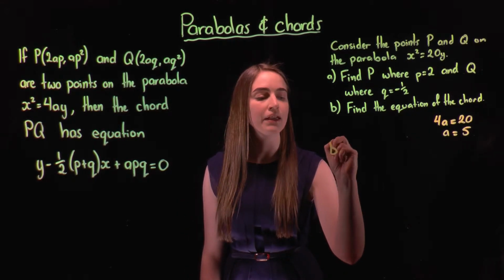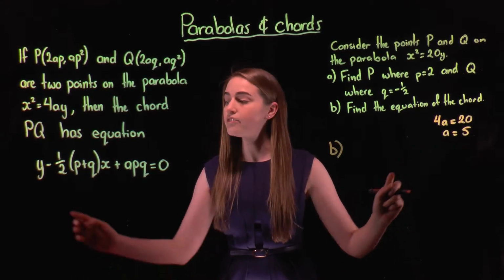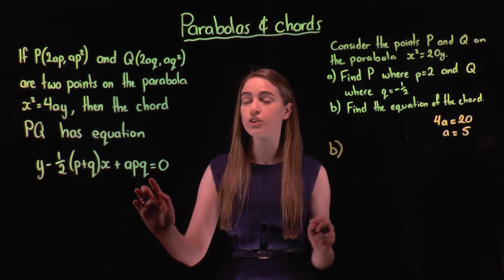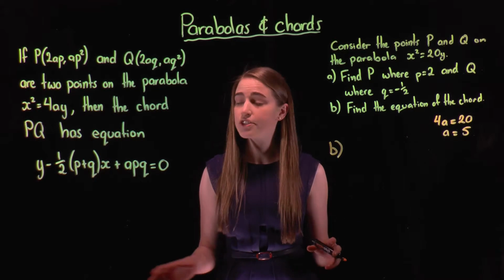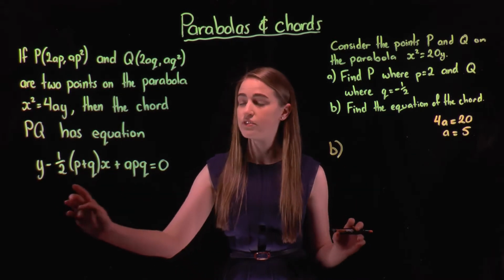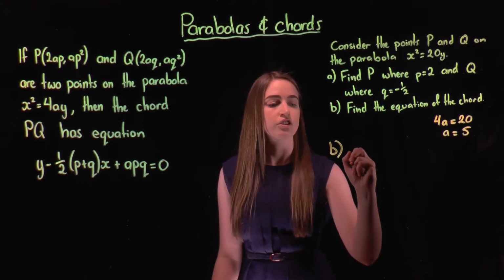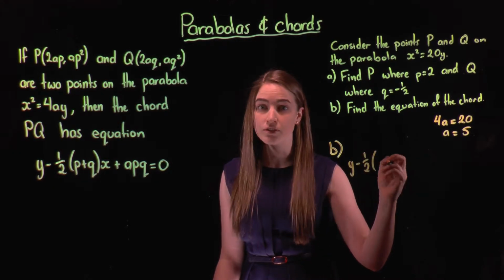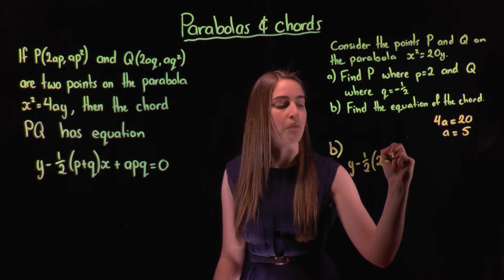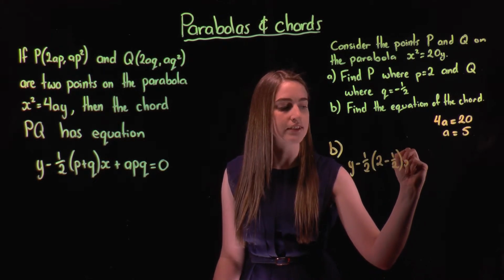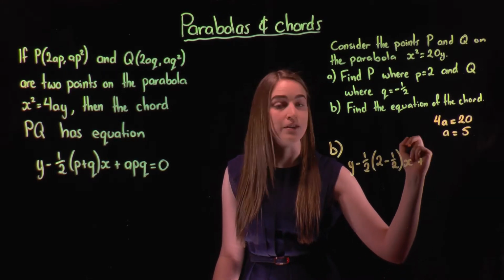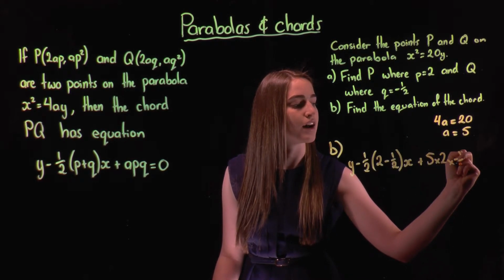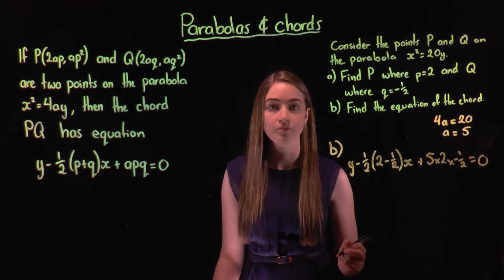So for part B, we still know that a is 5, and we have this equation here. So a is 5, p is 2, and q is minus a half. So all we need to do for this one is fill in all of those values into this equation. So we're going to have y minus a half outside of p plus q, so that would be 2 minus a half, x plus apq, so 5 times 2 times minus a half, is equal to 0.